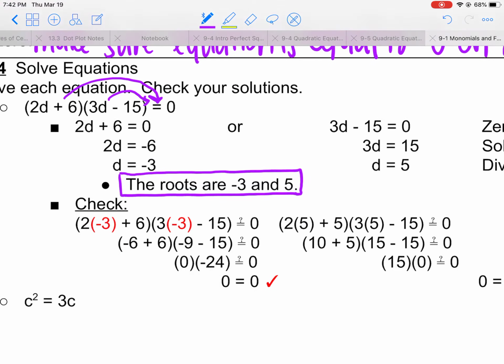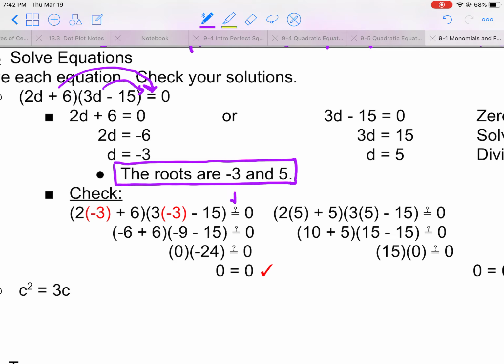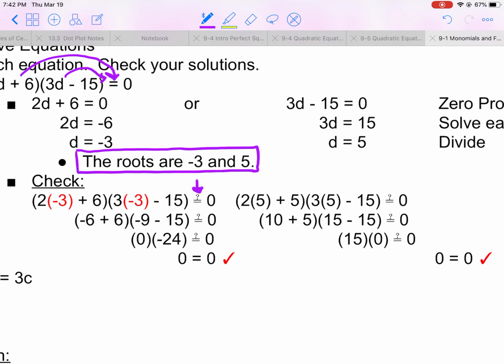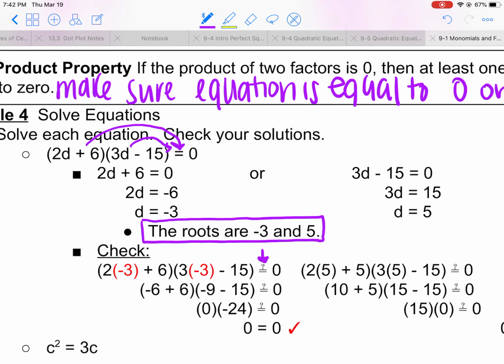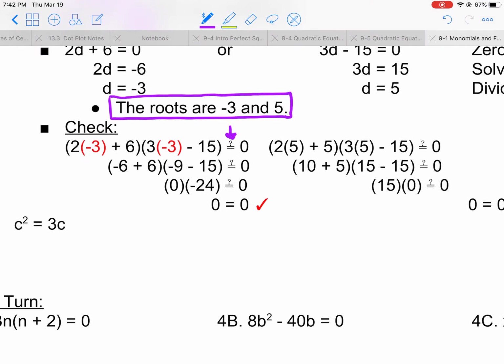There is a way to check. Notice this little symbol right here, kind of like a question mark above equals. You don't know that it equals 0 until the very end. And if it doesn't equal 0, you know you have solved something incorrectly. So what you do here, use your zero product property, and you make both factors equal to 0 and solve them.